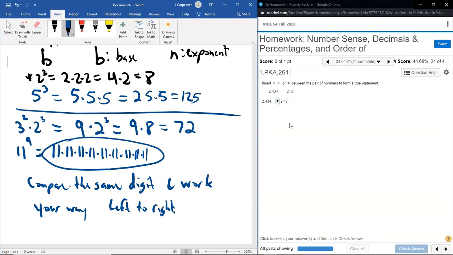You have to compare a hundreds to a hundreds. If they're the same, then you compare a tens to a tens. If they're the same, then you compare a ones to a ones. If they're the same, then you compare a tenths to a tenths. Some people will mistakenly think, oh, this number's got more digits, I see more numbers here, so that's the bigger number. I'm going to say it's greater than. I'm going to check it.